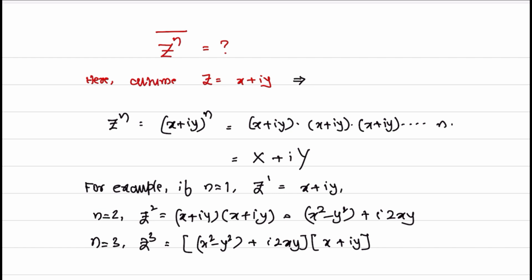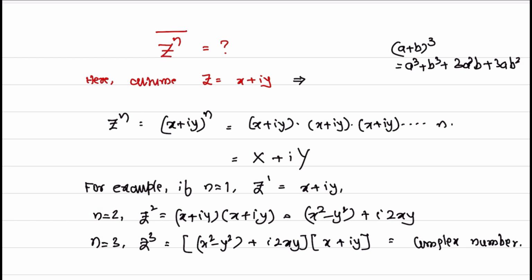It results in x cube... like (a plus b) whole cube is equal to a cube plus b cube plus 3a square b plus 3ab square. Like that you have to do. This also gives a complex number. Here we are not considering any conjugates. That means for n is equal to n, z to the power of n is equal to a complex number.